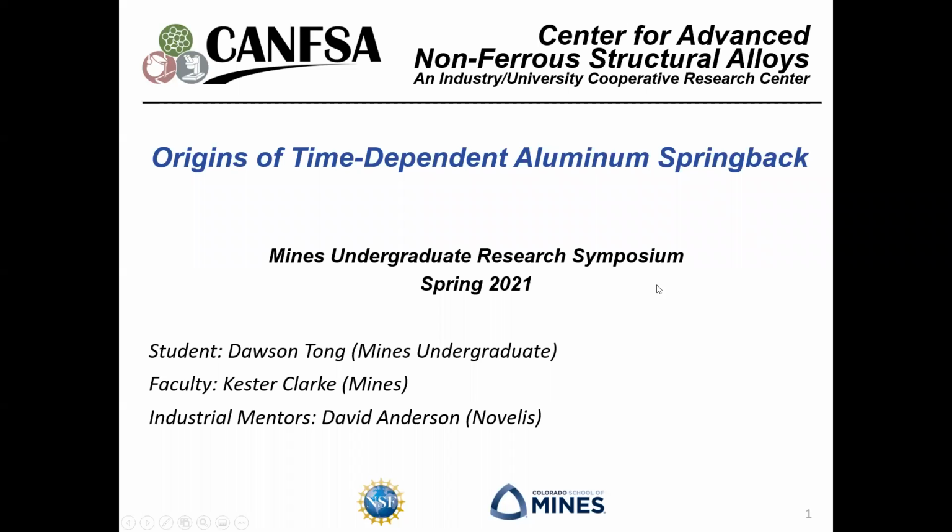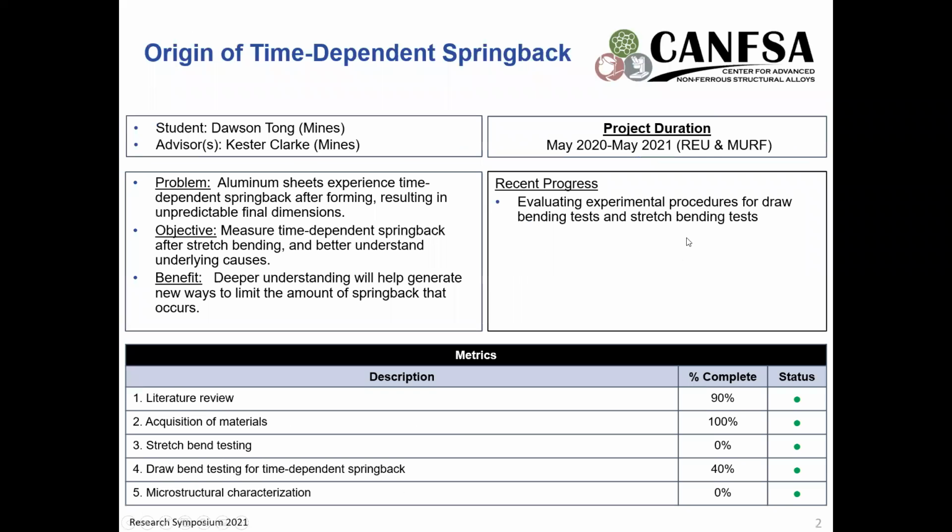So just going into a quick overview of what I've been doing recently and the overall project. We've been mainly looking into some issues with aluminum sheets, which experience something known as time-dependent springback after forming. This results in some unpredictable final dimensions, which could cause a company to want to scrap the part or have to reform it themselves.